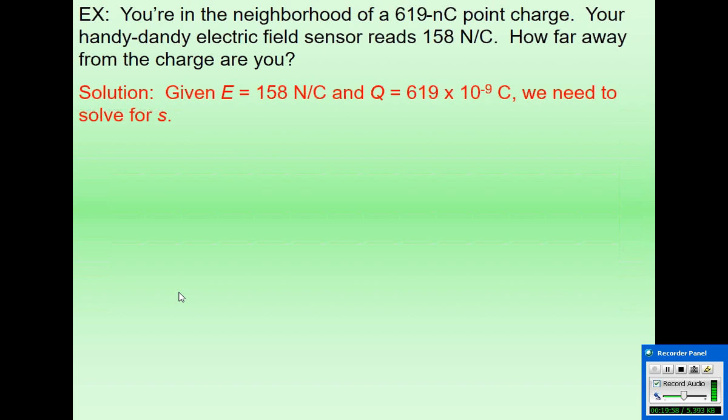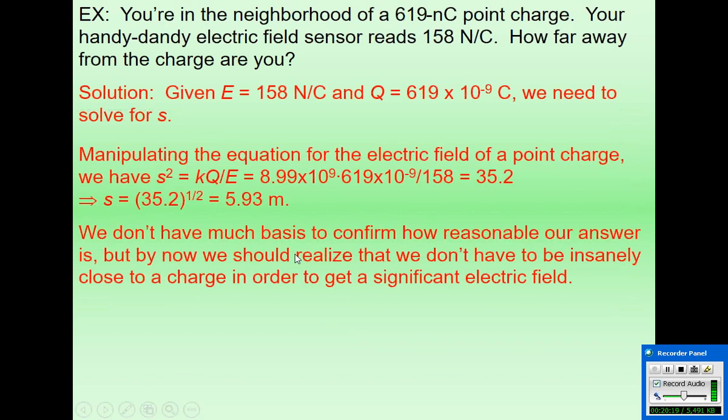The information that we're given: the electric field strength is 158 newtons per coulomb, and the charge itself in standard units is 619 times 10 to the negative 9 coulombs. And how far away from the charge are you? That's basically asking, what is S equal to? So let's solve for S. A little bit of algebra says that S squared is equal to K times Q over E, and we can plug in those numbers, and we get that S squared is equal to 35.2.